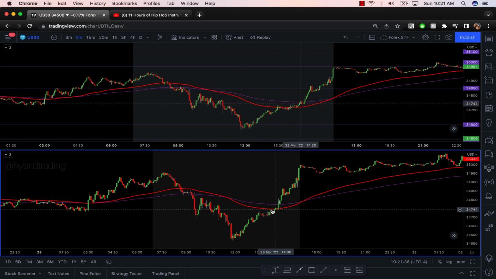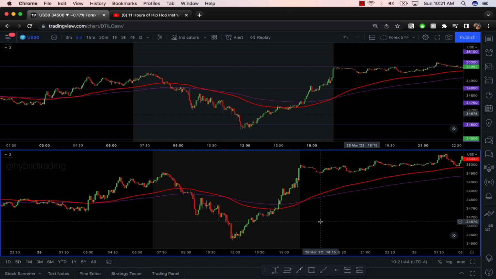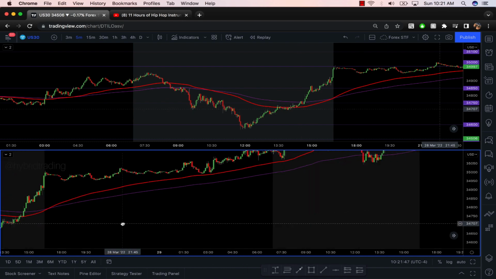And if you were to enter a trade here short, you would have been stopped out at 50 to 70 points. All right. So that would be the first loss if you would have taken the trade on this particular day. So let's keep moving forward.